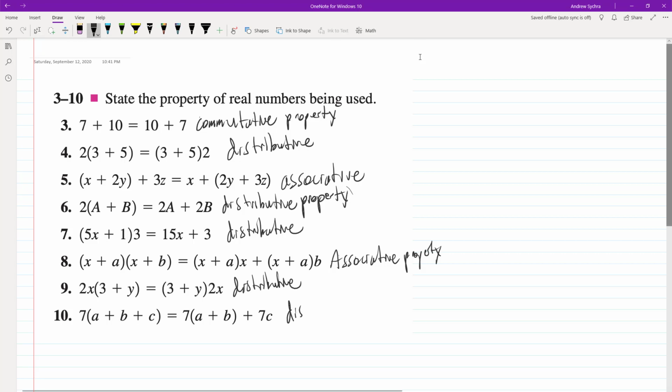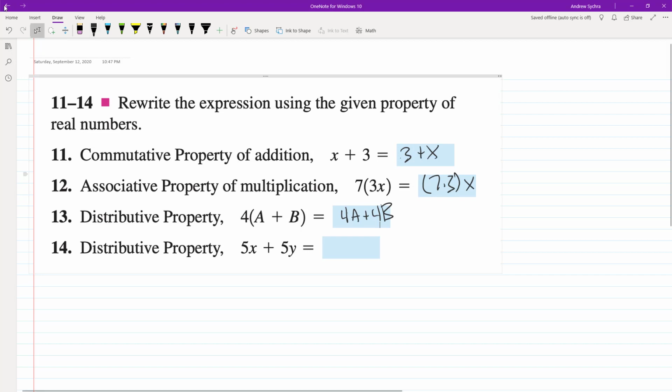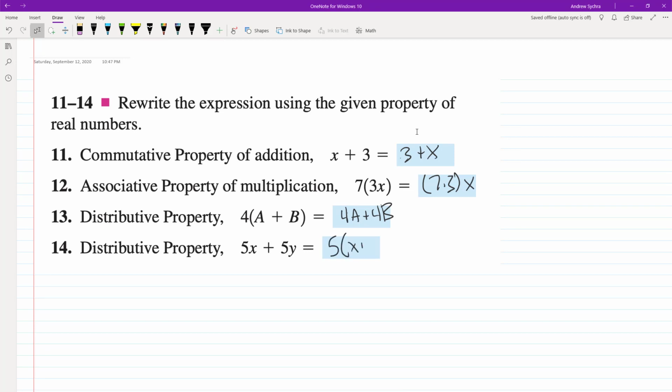Distributive. Okay. Commutative, so we'll have 3 plus x. For associative, we can just do this like this, where we do 7 times 3 times x. For distributive, we'll have 4a plus 4b. We distribute the 4. And then finally for question 14, all we're going to do is factor out the 5, kind of reverse distribution, 5, and we have x plus y inside.